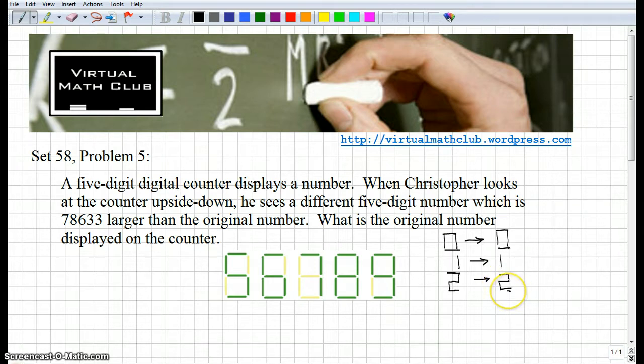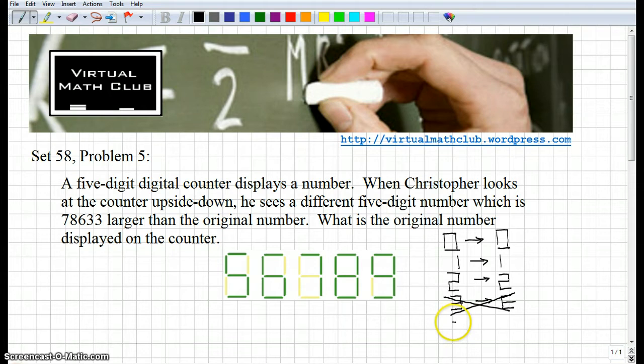I imagine you probably have a paper at home, and you could do this just by actually writing them out and turning the paper over. But that's kind of hard to do in this video. So next, let's look at the 3, and when we turn it upside down, it's going to look like a capital E. So when we turn the digit 3 upside down, it doesn't look like a digit anymore. So that means that our original number, and the upside down number for that matter, can't have a 3 in it.